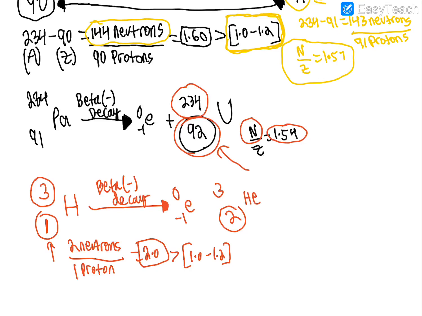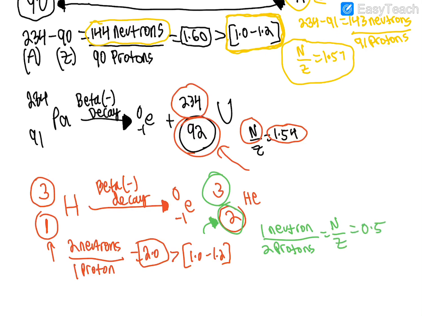Now let's go ahead and calculate the new neutron to proton ratio for helium-3 and see if helium-3 is stable or not. Again, we do the same exact thing, right? Mass number minus atomic number, we get a value of 1 neutron divided by the number of protons. Let's just look at the atomic number, which is 2. So we get a neutron to proton ratio of 0.5.